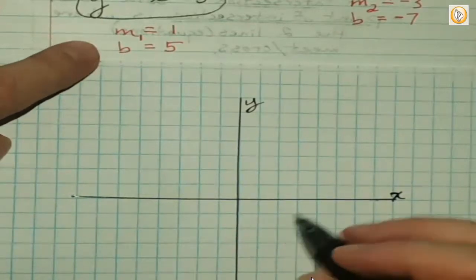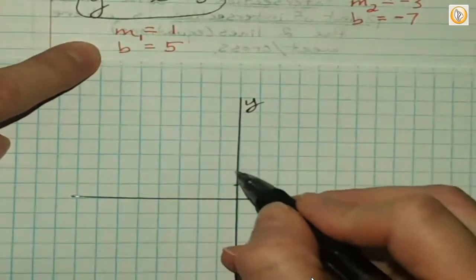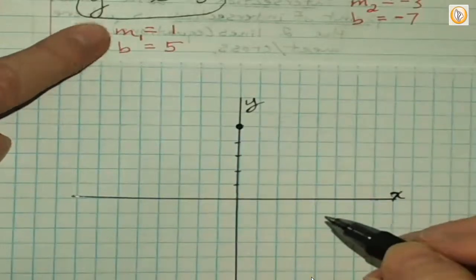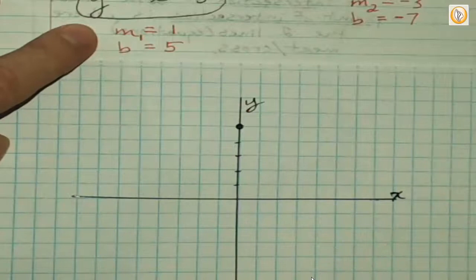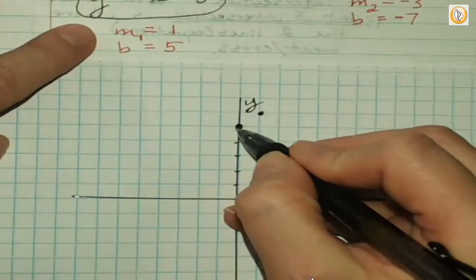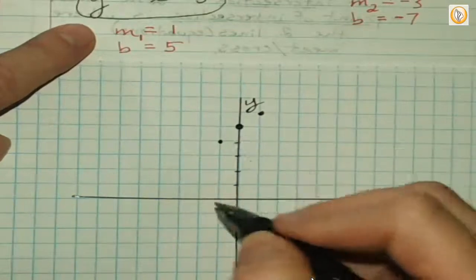The y-intercept. So that's going to be positive 5. 1, 2, 3, 4, 5. So I put a dot there. The slope is 1, basically like 1 over 1. So 1 over 1. We could go the opposite direction.